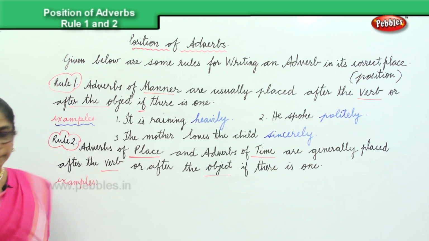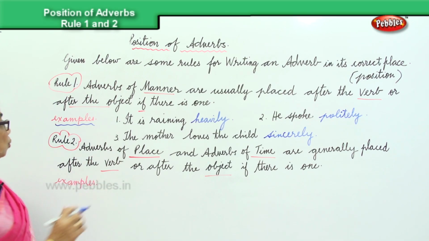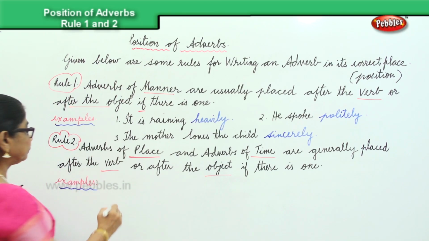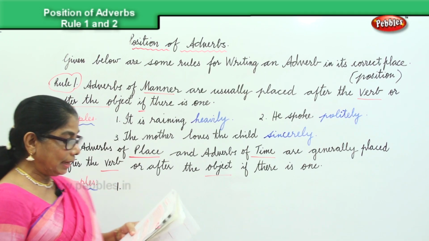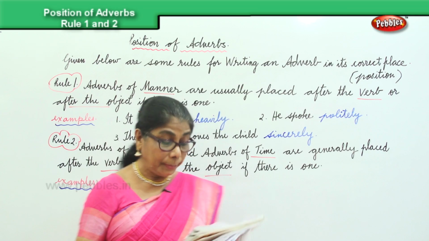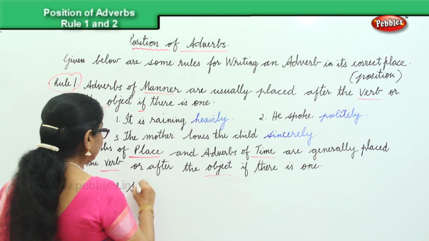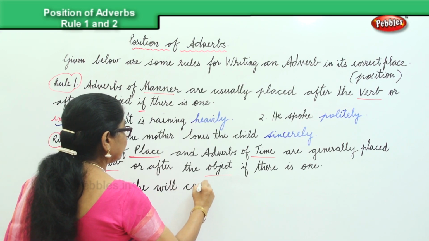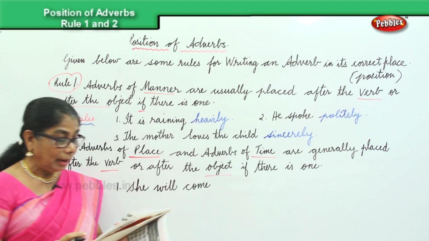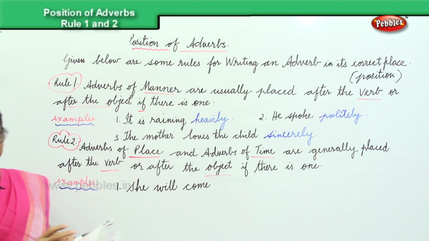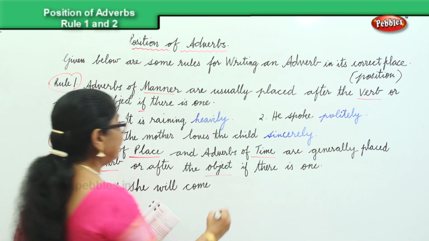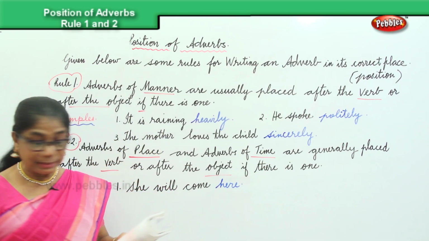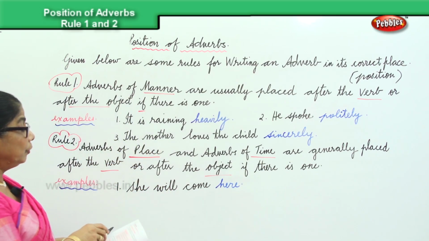We have some examples for you to understand the rule that I've written for you. Now what is the example I have here for you? First one, it says, she will come here. She will come here. Okay? That is the adverb here.